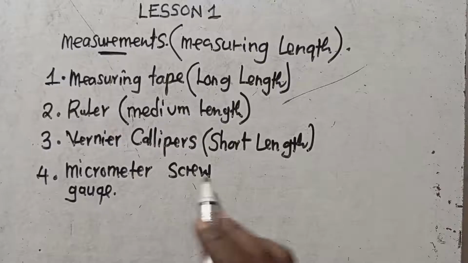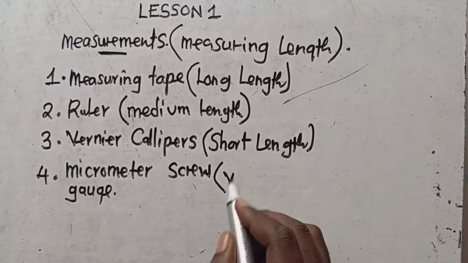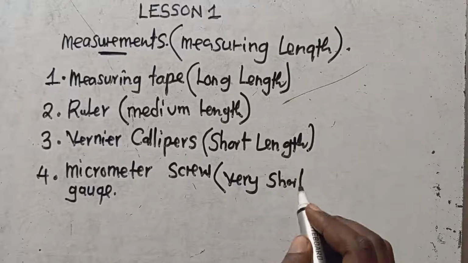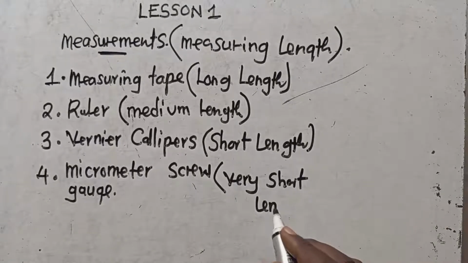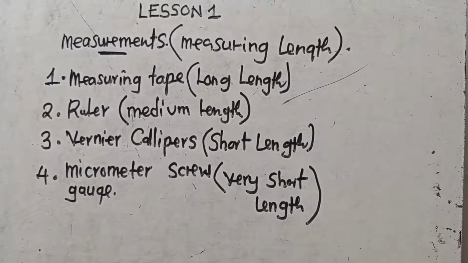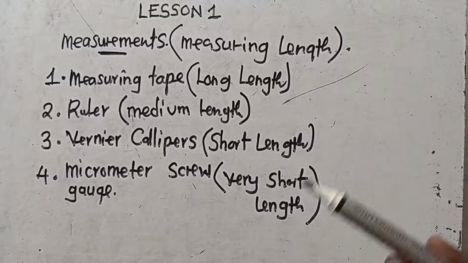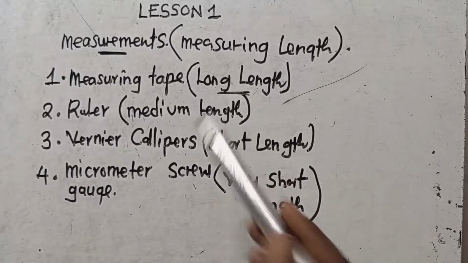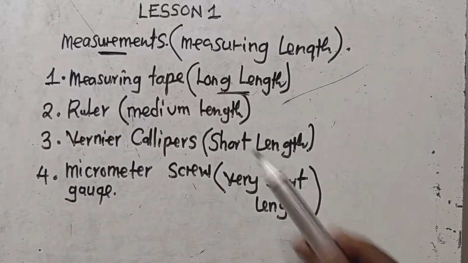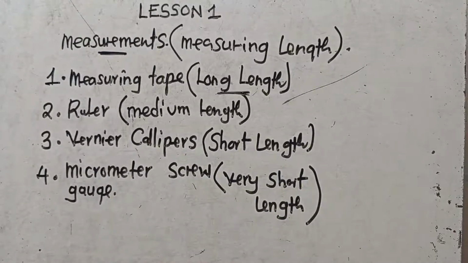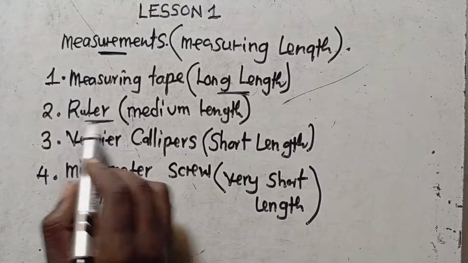This one is used to measure very short lengths. These are the instruments that you are supposed to know. If you have a long distance, you can measure using a measuring tape. If it is just a medium length, you use a ruler.